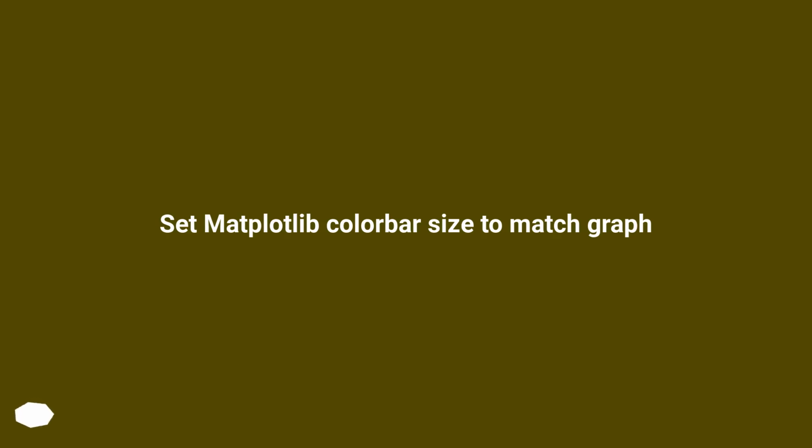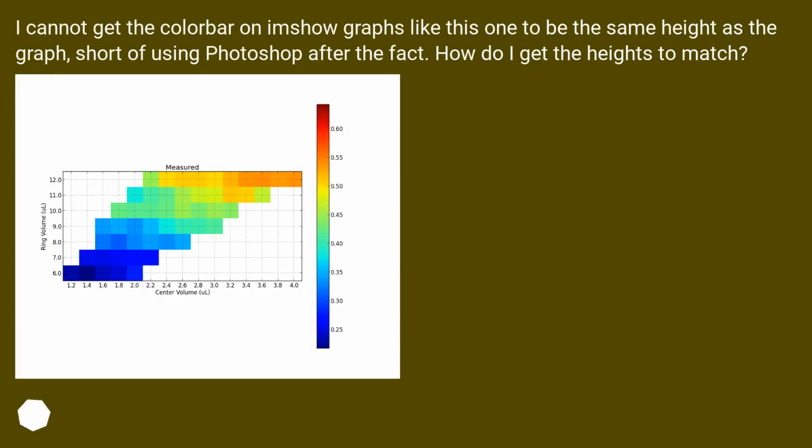Set Matplotlib colorbar size to match graph. I cannot get the colorbar on imshow graphs like this one to be the same height as the graph, short of using Photoshop after the fact.